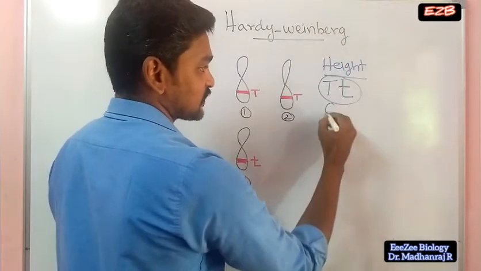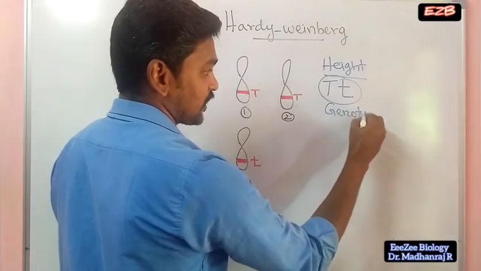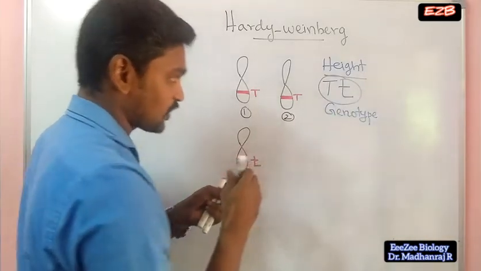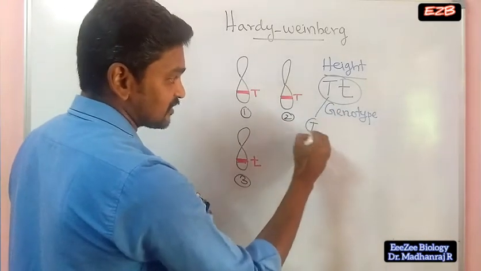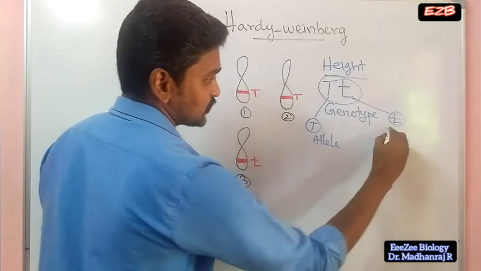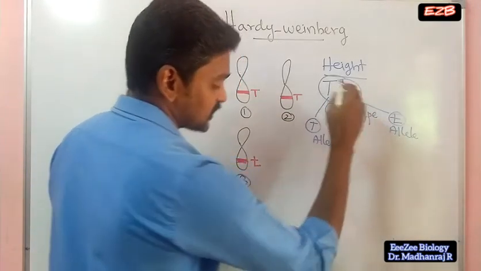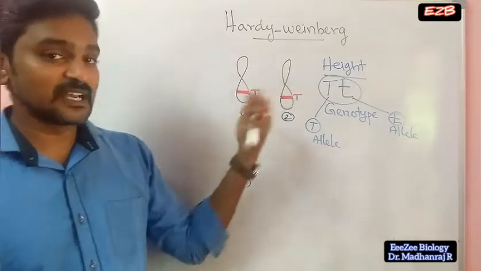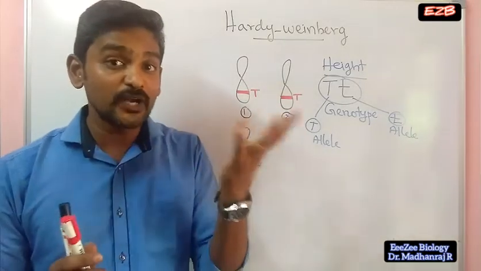Together this is called the genotype. When you individually take T or t, that is called an allele, and if you take them together, that is called the genotype. For a single gene you will have two alternative forms.